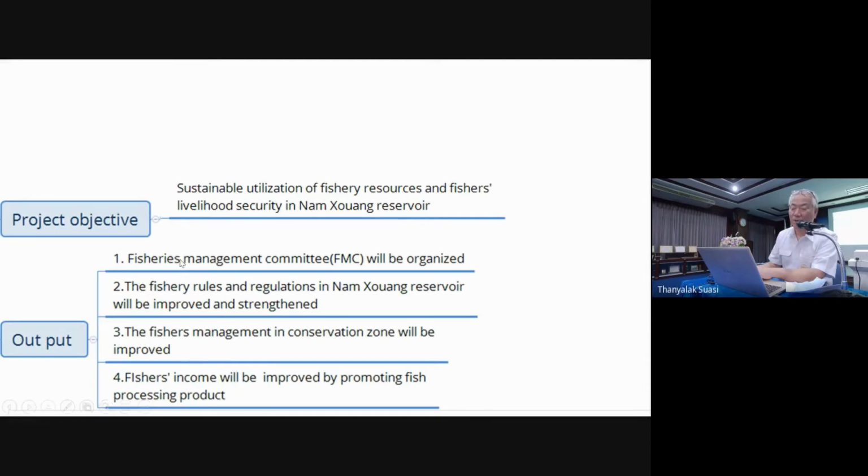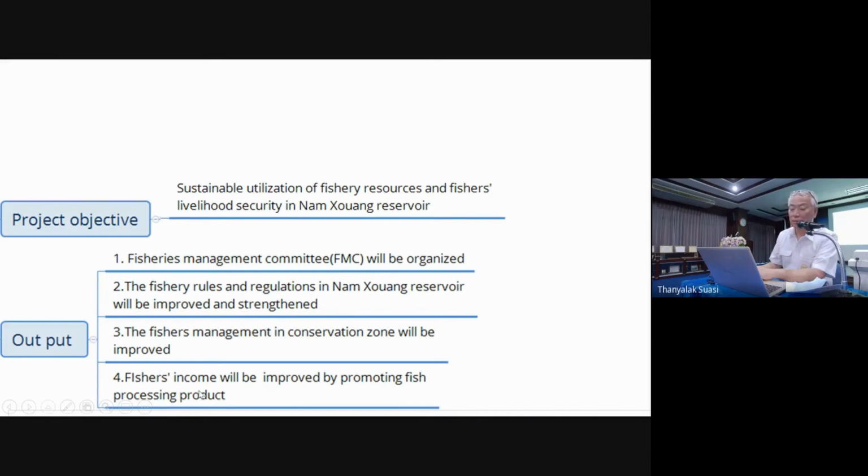First is that the fishers management of the FMC will be organized, and the fishing rules and regulations on the reservoir will be improved and strengthened. And the third, fisheries management in the conservation zone will be improved. And the fourth is that fishers' income will be improved by promoting fish processing products, because in this area there is no fish processing product business. There is no business.